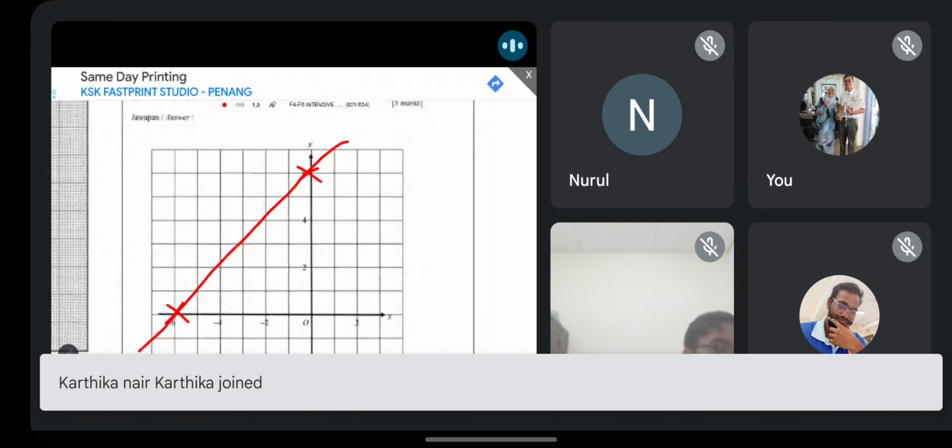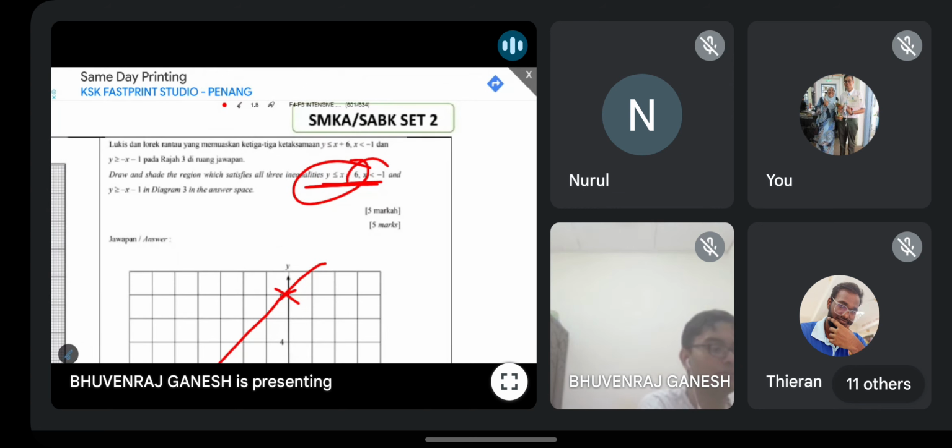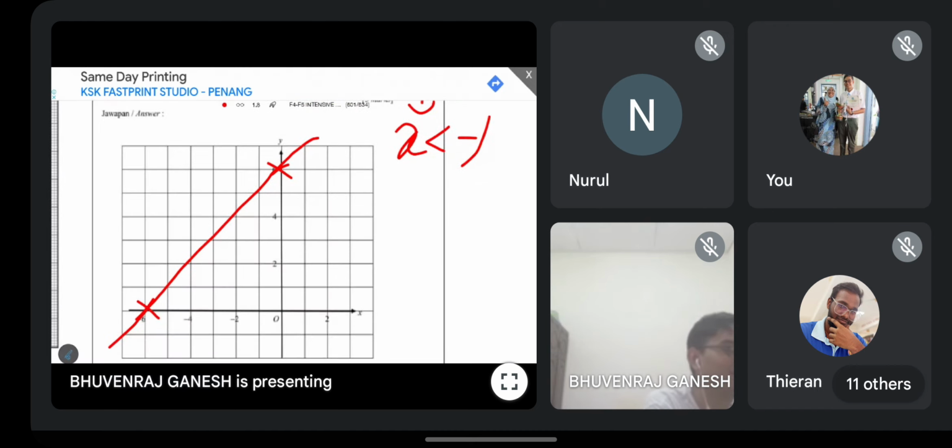So next one, x is less than negative 1. So guys, horizontal or vertical? X less than negative 1. Yes, vertical. Okay, good. At least someone is back. So solid or dotted line?